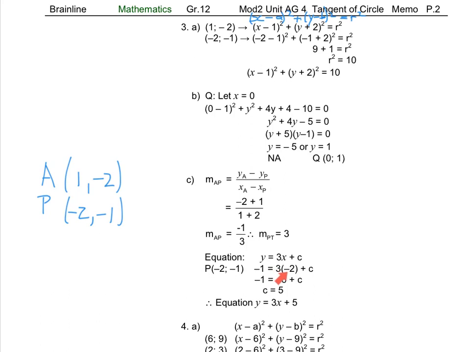3 times minus 2 is minus 6. If the minus 6 is taken to the left, it becomes a plus 6, and minus 1 plus 6 gives me the c value equal to 5. And therefore the equation of this tangent is y equal to 3x plus 5.